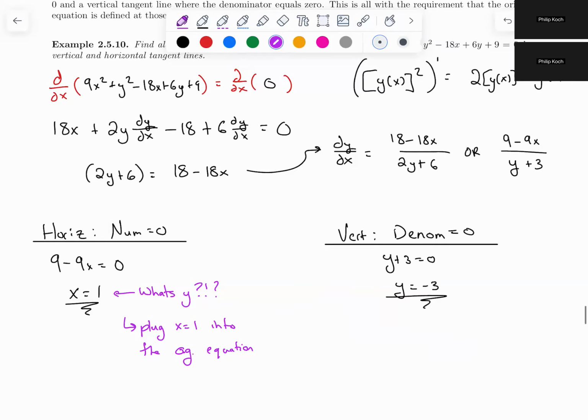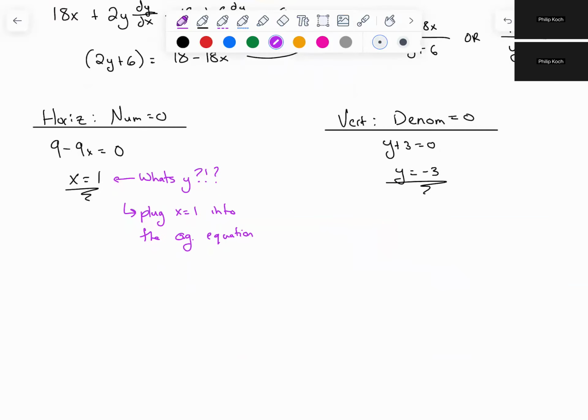So, anywho, I'm going to plug in 1 for X. That means I've got 9 times 1 squared plus Y squared minus 18 times 1 plus 6Y plus 9 is equal to 0. That gives me Y squared. So 9 minus 18 is negative 9 plus 9 is gone away. So Y squared plus 6Y is equal to 0, which gives me Y is equal to 0 and negative 6.